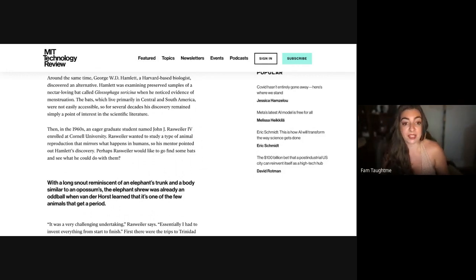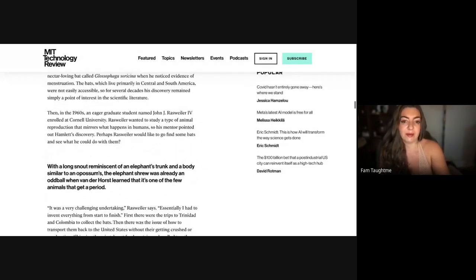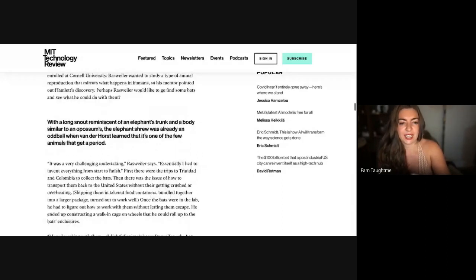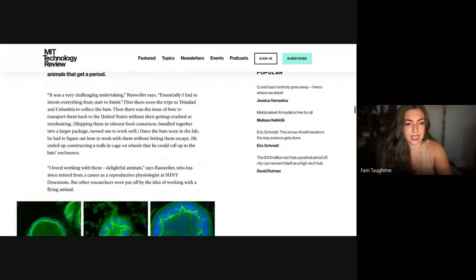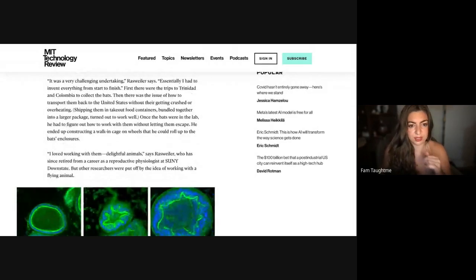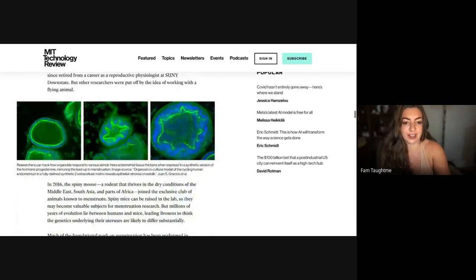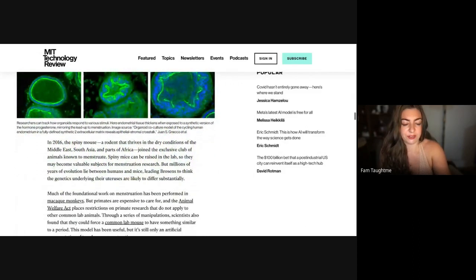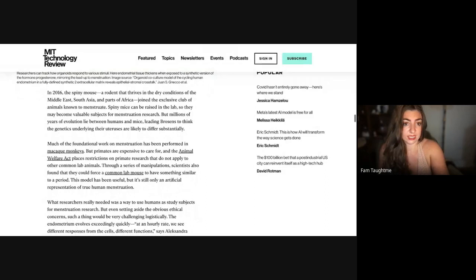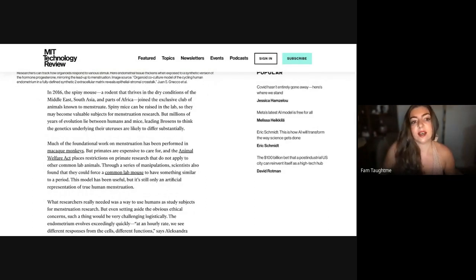And then some bats also menstruate, so they tried to work with bats a little bit. I think they ended up saying there's an issue with the bats. Trying to get them to work on the menstrual experiments wasn't working out either. And then they also found the spiny mouse in 2016, which also menstruates. And spiny mice can be raised in the lab, so they became more valuable subjects for this menstrual research.